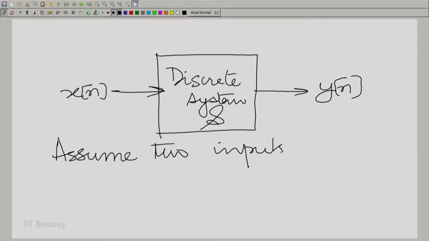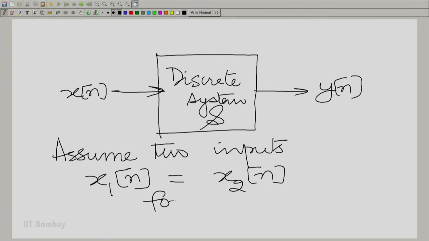I take an input x1[n] and another input x2[n] and make sure those inputs are completely identical up to some point in time. So, assume two inputs x1[n] and x2[n] so that x1[n] is equal to x2[n] for all n less than or equal to some n0. Now, for example, n0 could be equal to 0. That means that the two inputs are identical up to the point 0. They may or may not be different afterwards. We are not insisting that they be different afterwards, but we are allowing for that possibility.